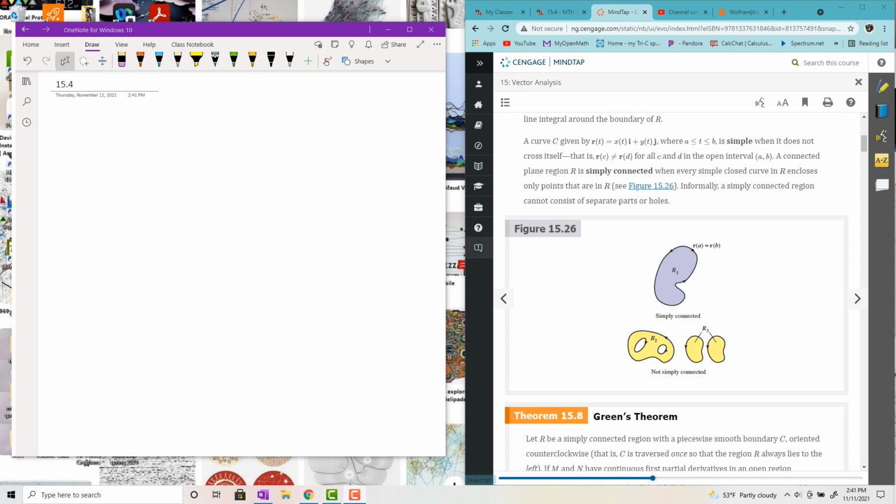Okay, welcome back. It's 15.4, Green's theorem, which is a pretty cool theorem. It relates the area inside of a closed curve to the line integral around that curve. So there's a weird relationship between the line integral of this curve C and the double integral to find the area inside of that curve.